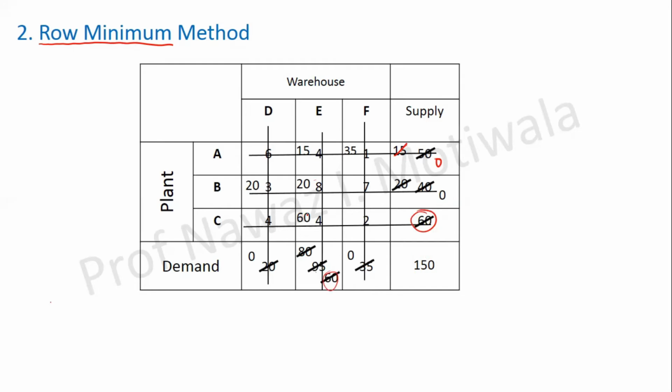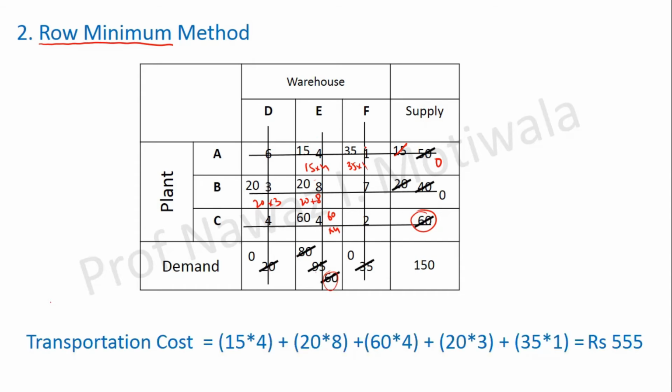So after balancing, now we need the minimum transportation cost. It's very simple. Here we have allotted 15 and the unit transportation cost was 4, so I will write 15 into 4. Similarly, here I will write 20 into 3, here 60 into 4, here 20 into 8, and here 35 into 1. Just sum all this and you will get the total transportation cost. So I have written everything and I am getting the answer as 555. पहले कितना आ रहा था?